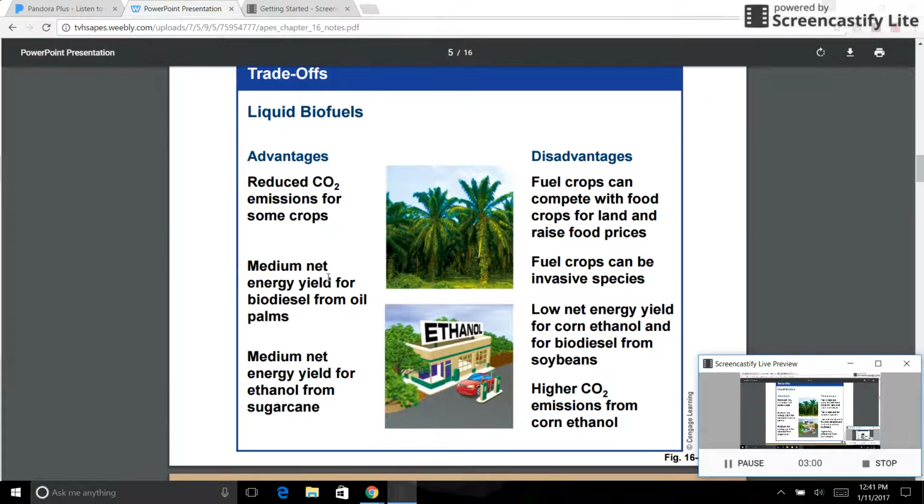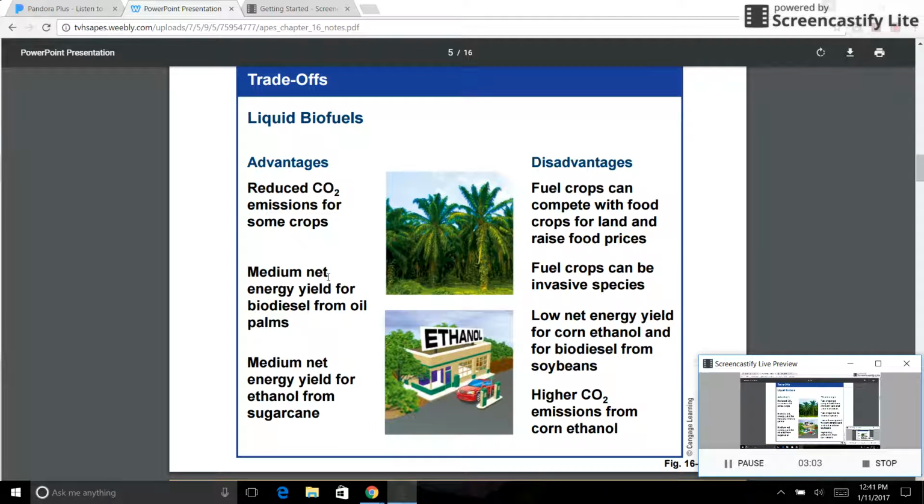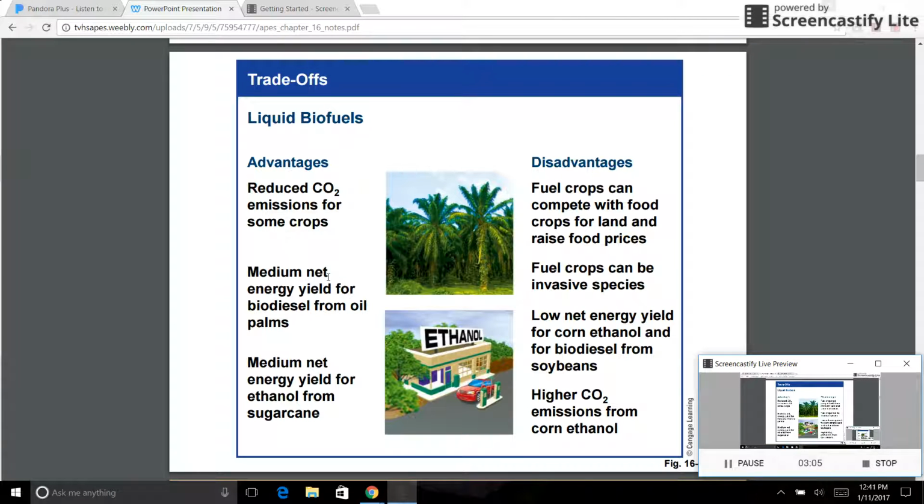So, liquid biofuels, advantages and disadvantages, just like anything else. Reduce CO2 emissions for some crops. It depends on what it is, depends on how they're being grown, harvested, all that type of stuff. Medium net energy, for biodiesel from oil palms, medium net energy from ethanol. So those are good things. The biggest disadvantages is that we're almost encouraging more agriculture, industrialized agriculture. We're also creating some competition for food, not only for us, but some of the livestock that we feed. So it gets a little bit tricky there.